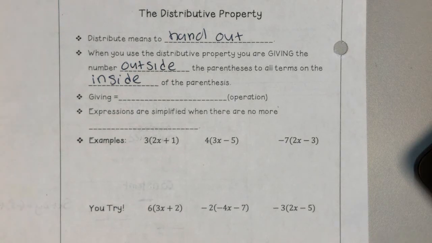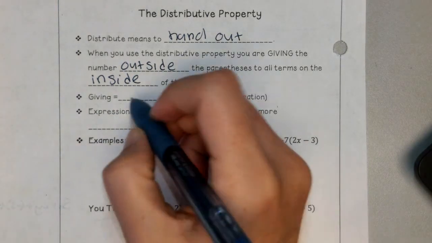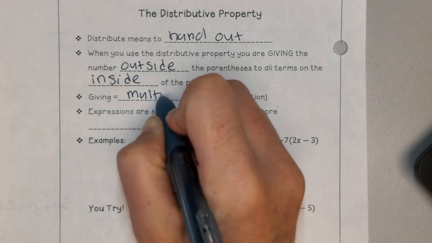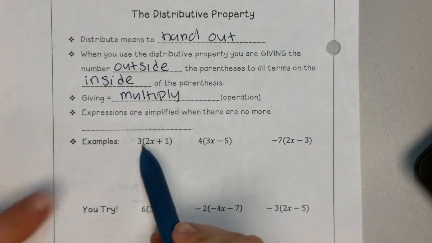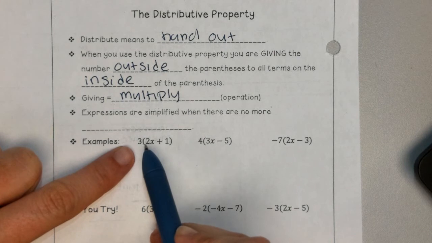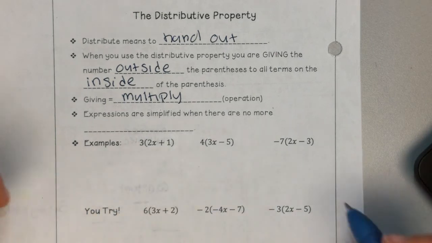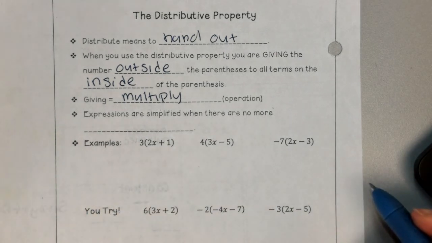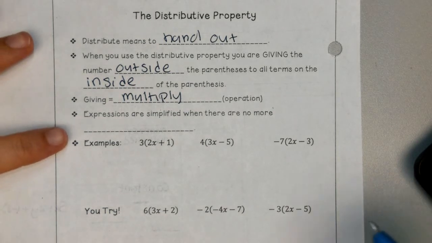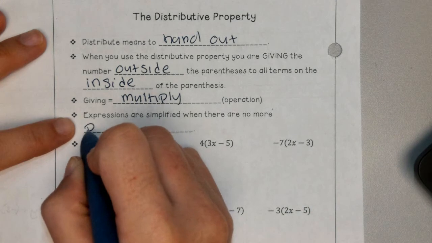When we say we're going to give that number to the other ones, we need to multiply. Because this number outside is being multiplied by the parentheses, so we're just passing that along. Expressions are simplified when there are no more parentheses.